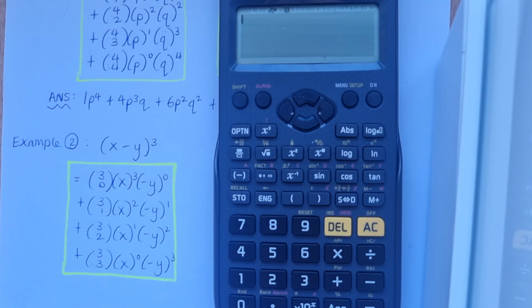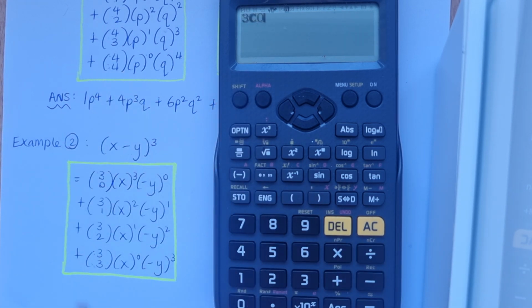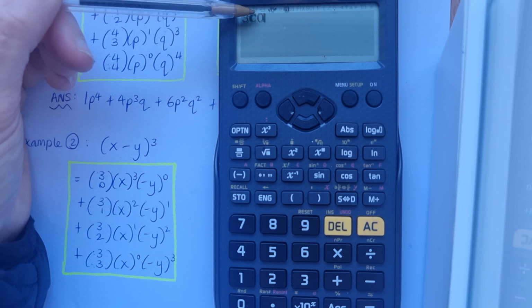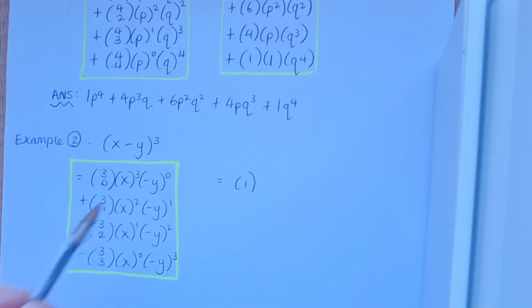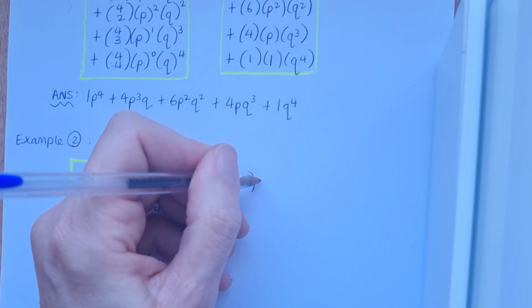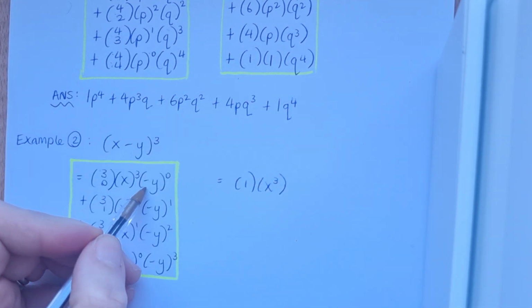Okay, so same idea as before. I'm going to put in 3, shift, divide, 0. I can see 3C0 up there. I'm going to get 1. It's always going to be 1 for that first value. And then I want to apply my powers, so x to the power of 3. Notice how I'm bringing the power inside the bracket now. And minus y to the power of 0.